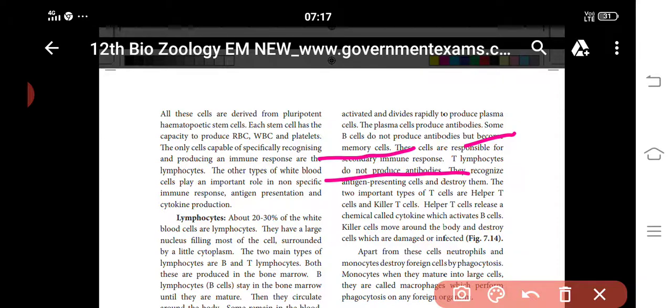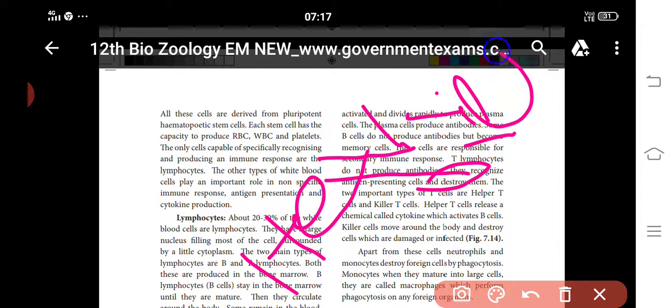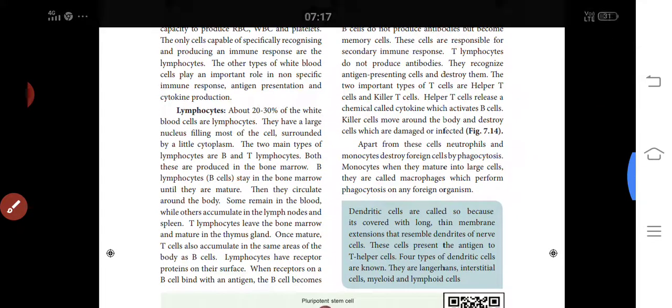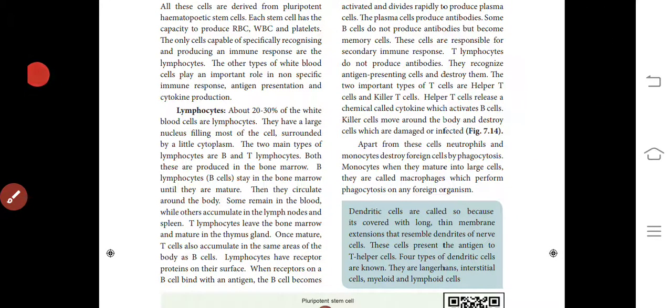So next are the two important types of T cells. First one is helper T cells and killer T cells. Helper T cells produce cytokines and killer T cells damage or destroy the infected part. So neutrophils and monocytes, do you know their function? They are phagocytes. Monocytes mature into cells called macrophages. So whenever phagocytosis takes place, when a foreign organism enters the body, it is destroyed.